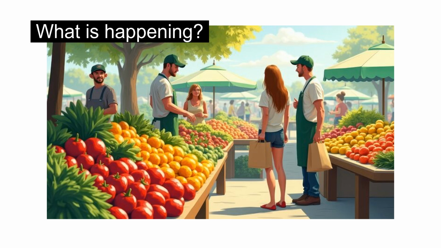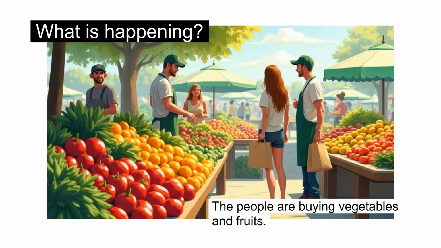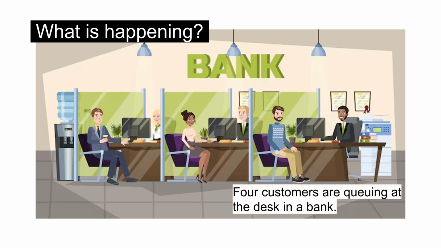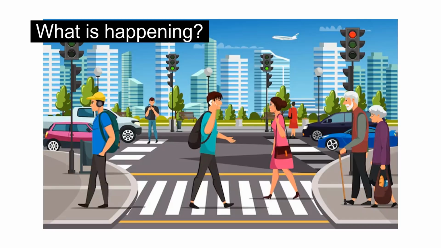Number 1. What is happening in this picture? The people are buying vegetables and fruits. What is happening here? 4 customers are queuing at the desk in a bank. And what does this picture show? 3 people are crossing the road.